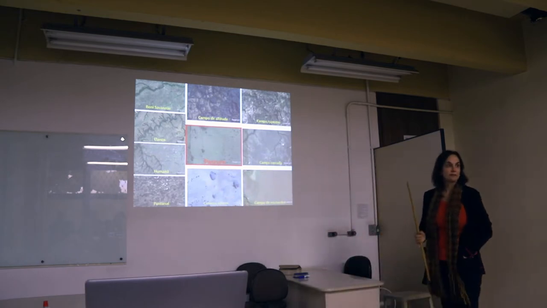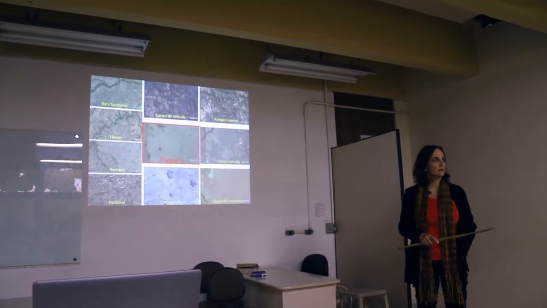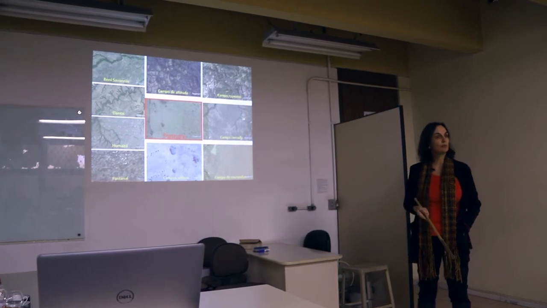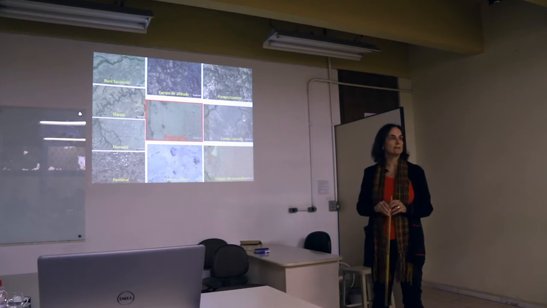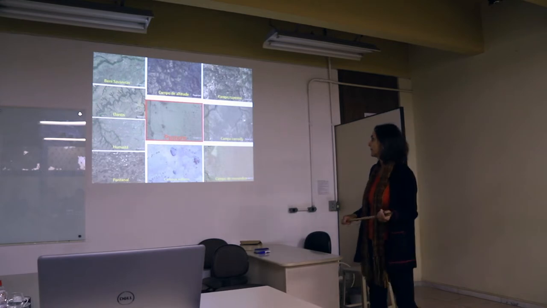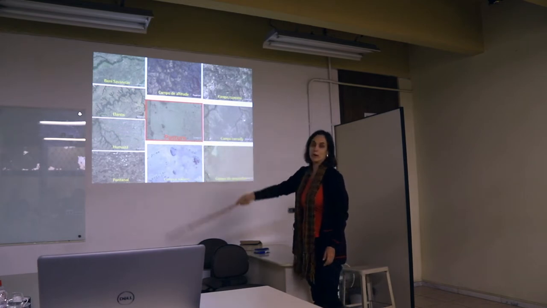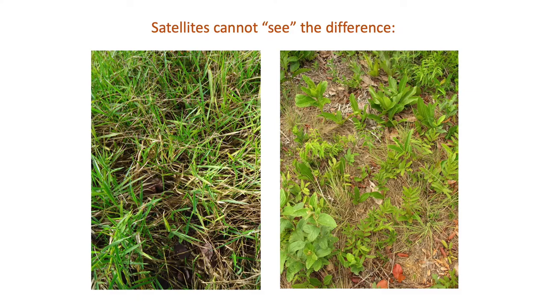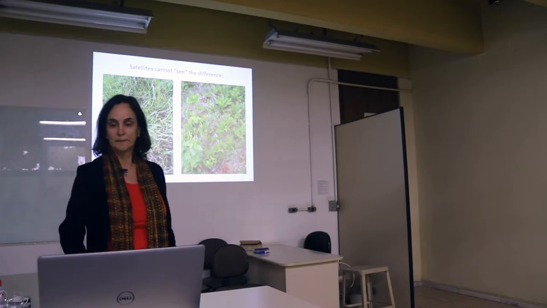Especially in the neotropics, all grasslands are in landscapes where you have forests around. Even in campo pasture, you can have just a few small patches, but you still can see forests around. So it's very, very difficult to say if it's natural or not. And then they don't see the difference using satellite images. How can they see the difference between a pasture and a native grassland?